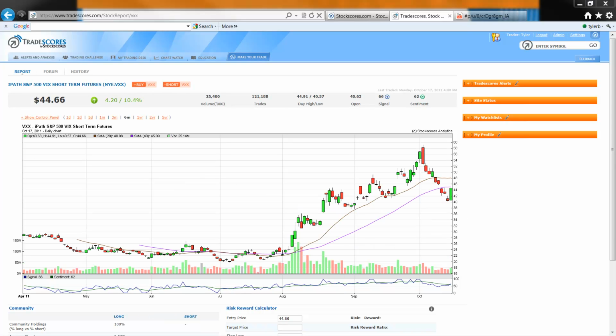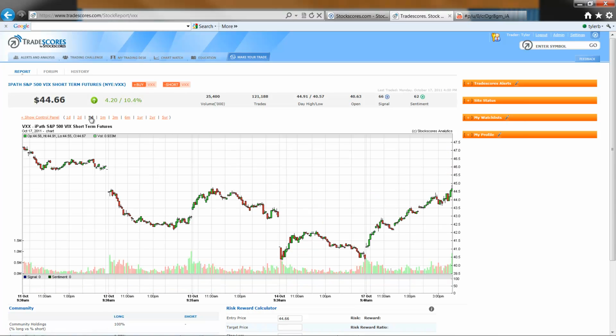Now, what is interesting about today is that we saw a pretty good spike up in the VIX. You can see here with the ETF VXX. The VXX was up 10.4% today. The actual VIX was up even more. So that tells us that there was quite a bit of fear in the market, a lot of hedging of investment risk by big portfolio managers.